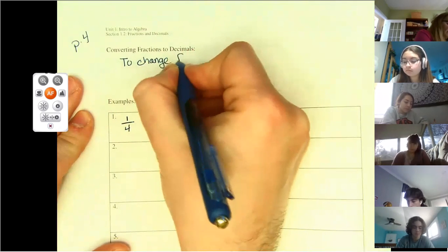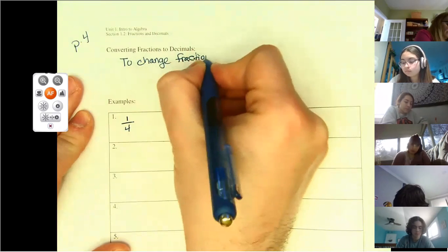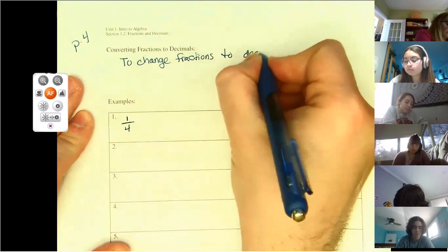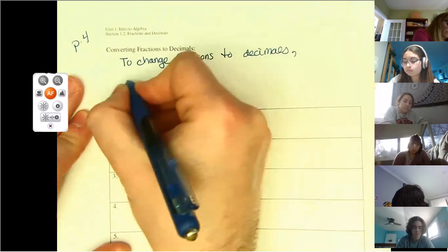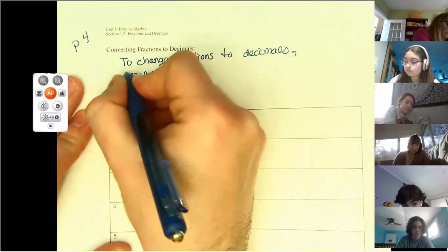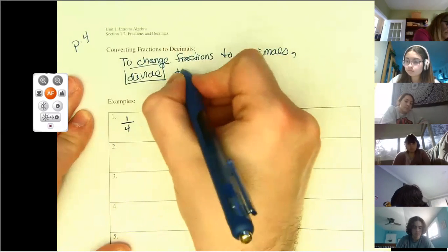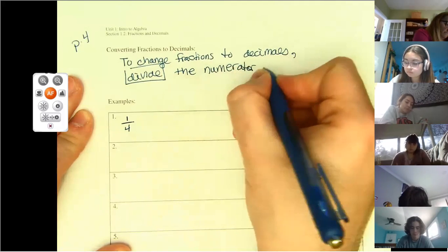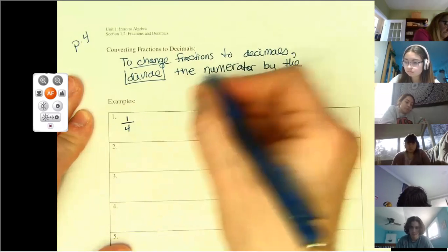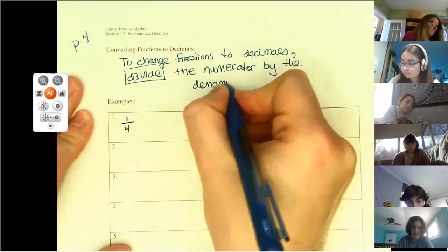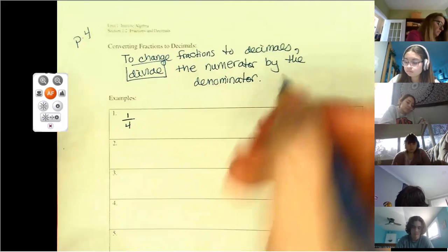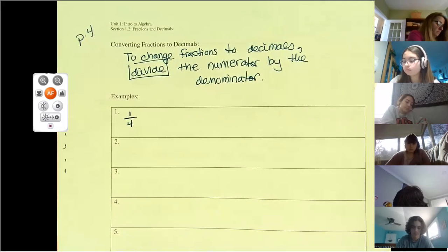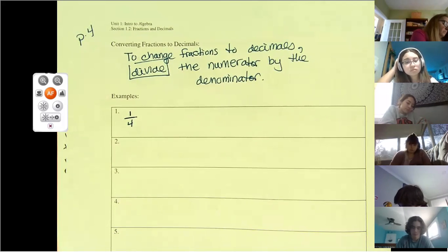So to change fractions to decimals, all we are going to do is divide using the calculator, because these are a pain to do by hand. We're going to divide the numerator by the denominator. All we're going to do is divide. We're going to do it on the calculator, the top divided by the bottom. Although we're going to see in a moment that sometimes we get some kind of strange answers. This one shouldn't be a strange one.